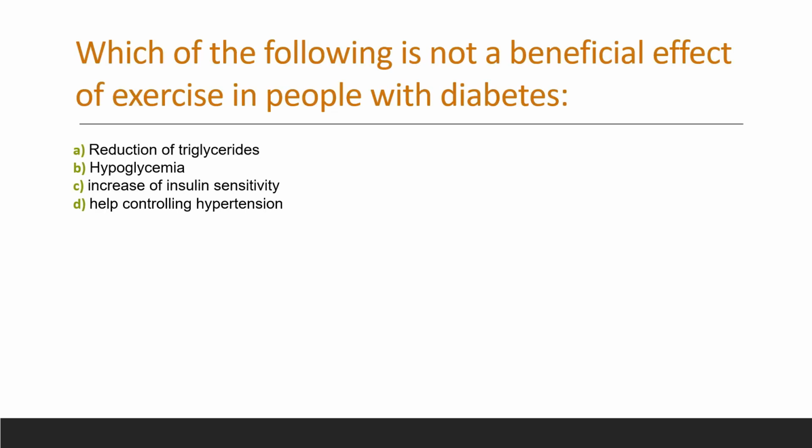Next question is, which of the following is not a beneficial effect of exercise in people with diabetes? That is, which is not a beneficial effect: reduced triglycerides, hypoglycemia, increase of insulin sensitivity, or help controlling hypertension. The correct option is hypoglycemia, that is low blood sugar level.